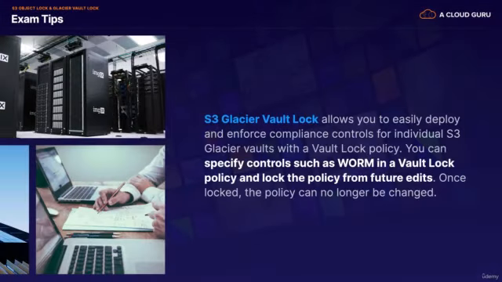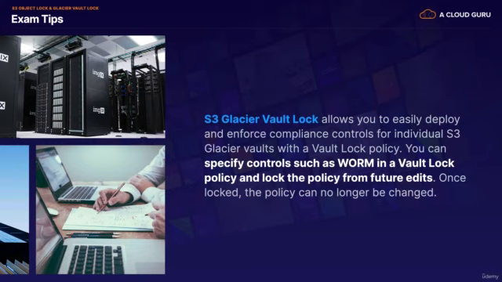And then finally, just remember what S3 Glacier Vault Lock is. It allows you to easily deploy and enforce compliance controls for individual S3 Glacier vaults with a vault lock policy. And you can specify controls such as WORM in a vault lock policy and lock the policy from future edits. Once locked, the policy can no longer be changed. So really, you just need to go into your exam understanding the difference between Object Lock and S3 Glacier Vault Lock. Object Lock is for objects in S3. S3 Glacier Vault Lock is for vaults inside of Glacier.